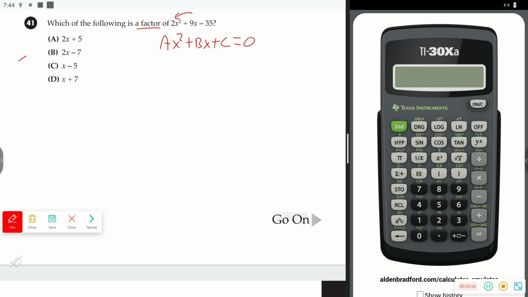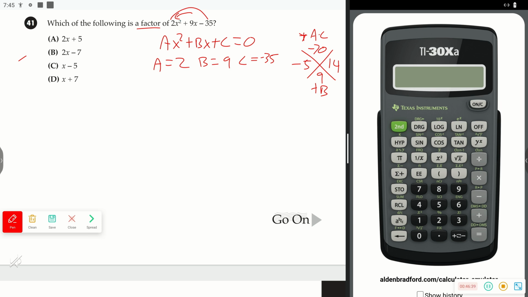One of the solutions. That could work, but the better thing to do would be just to factor this using the AC method. So let's list what A is. A equals 2, B equals 9, C equals negative 35. And whenever we do this, we find something that multiplies to A times C and adds to B. So A times C is going to be negative 70 because we do 2 times negative 35. And then it has to add to 9. And if you list out all your factors, the factors that work are negative 5 and 14.